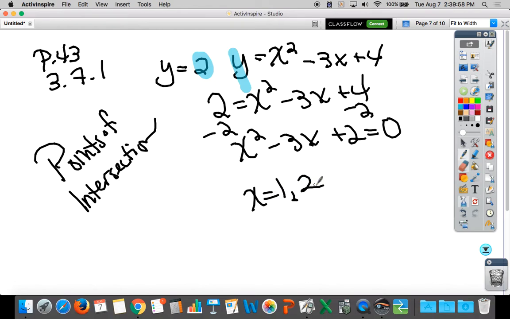So 1, 2 will not be the answer to my question. Tell me what the answers to my question will be. 1, 2, and 2, 2. And Melanie, you did that so quickly. How did you come up with that? This was 1, 2, and 2, 2. They give you y.